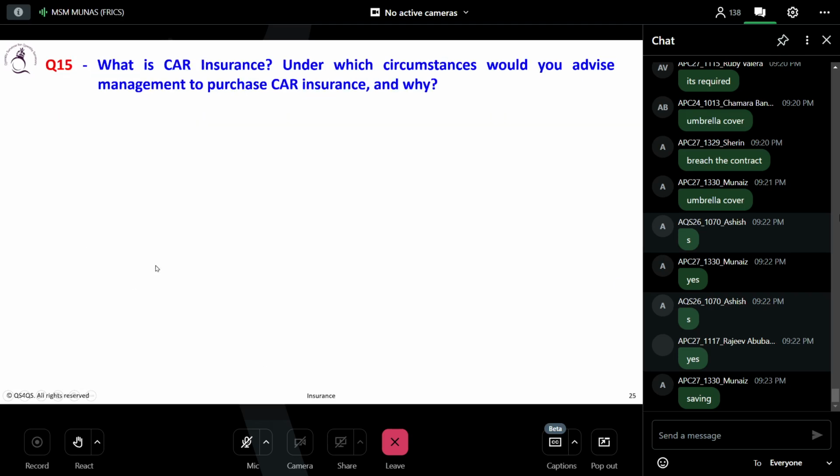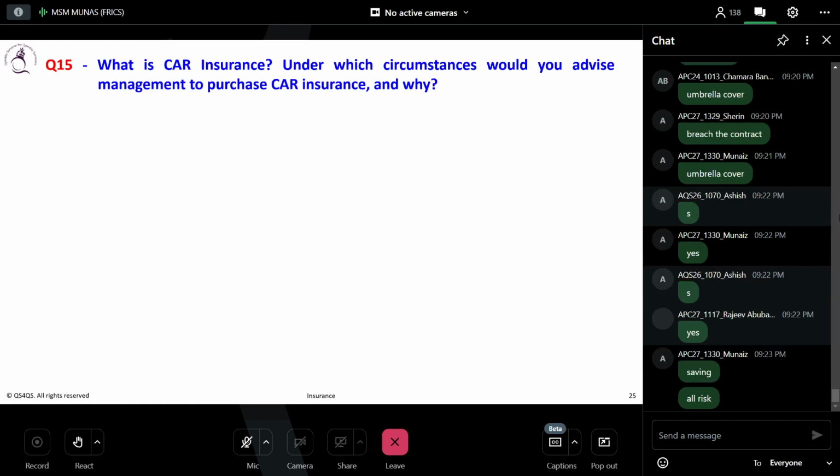Now some people ask about the CAR insurance. What is CAR insurance? Under which circumstances would you advise management to purchase the CAR insurance, and why? Now you should understand what CAR insurance means. What do you mean by CAR? Don't misunderstand. It's not a car we are driving. Contractor's All Risk. Contractor's All Risk insurance.